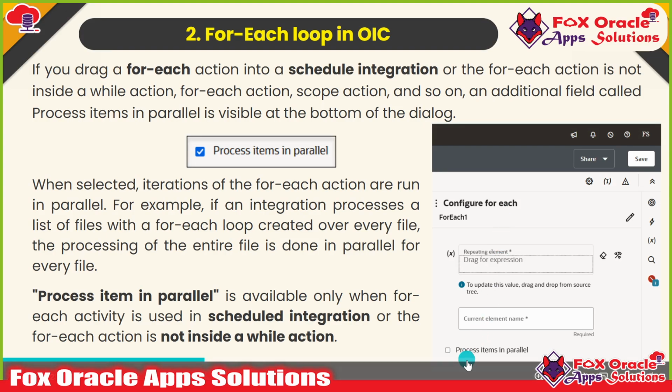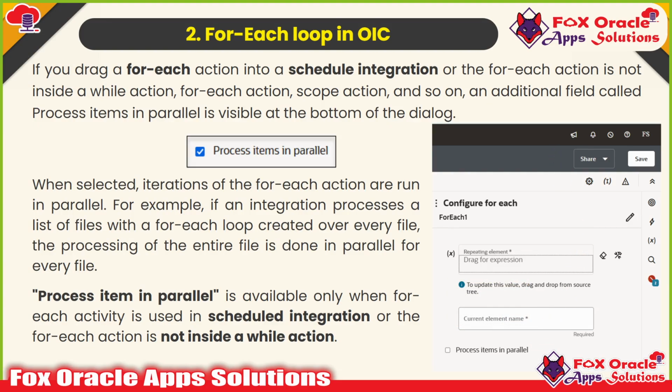But if you select parallel processing, generally we use it to make the process faster, and that allows it in scheduled integrations. In scheduled integrations, most of the time we are processing bulk records, so those records can be processed in parallel. In OIC, it will internally split the records into different batches and then start processing all these records in parallel, so it can be a bit faster.